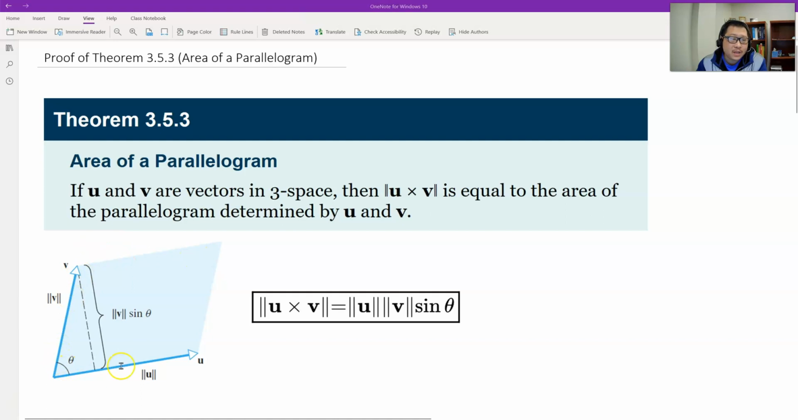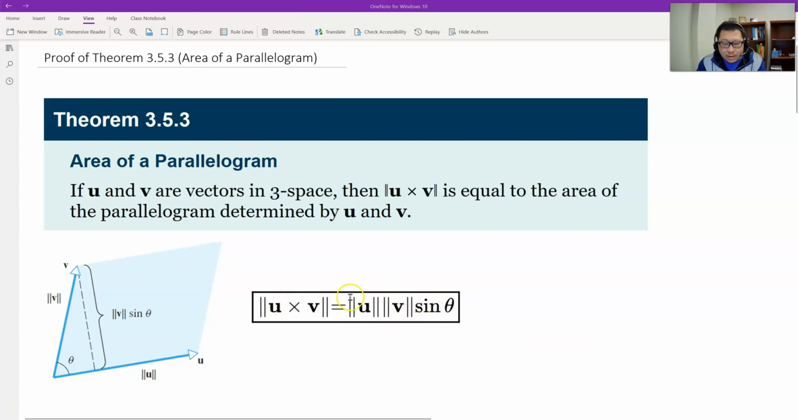So how do you find the area? You just find the vector u, find the vector v, and then you find the cross product u cross v, and the norm of it is the area. So the statement is the same as this equation.